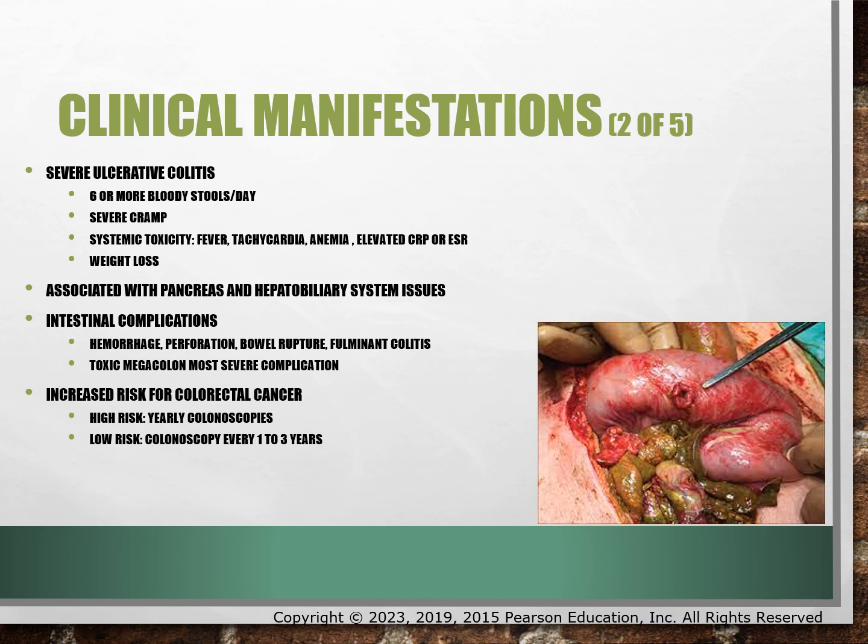Intestinal complications of UC include hemorrhage, perforation, and rupture of the bowel, or fulminant colitis, which may advance to toxic megacolon. Hemorrhage, which is the most common complication, often results in anemia. Perforation occurs when the intestinal wall is weakened, and you can see in the picture here is a picture of a perforated bowel. In other words, it's got a hole in it.